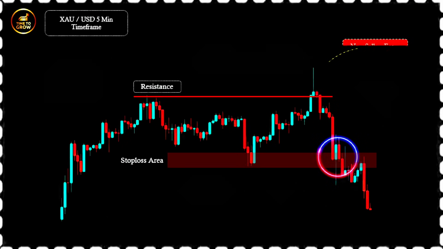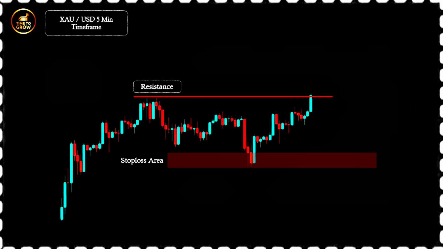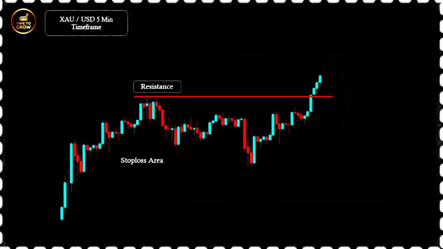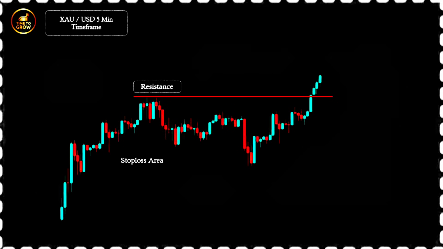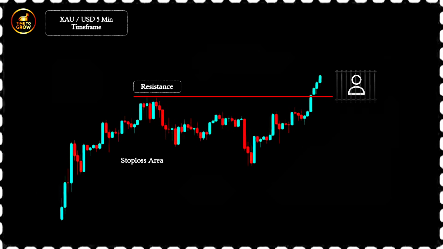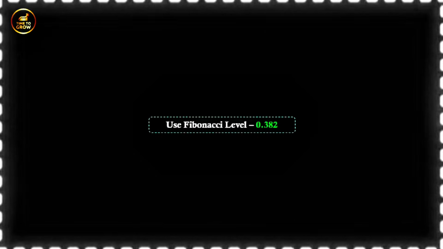That's why you should never take a breakout trade until the candle closes strongly above resistance and a follow-through continuation candle appears. Without confirmation, you're entering directly into a trap. Tip number 3. Use Fibonacci levels.